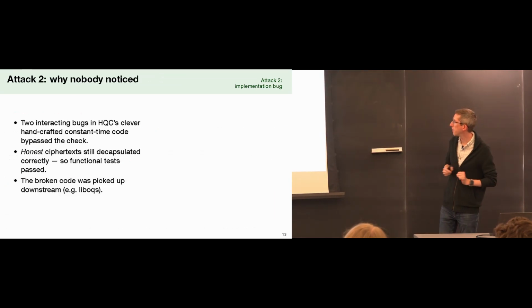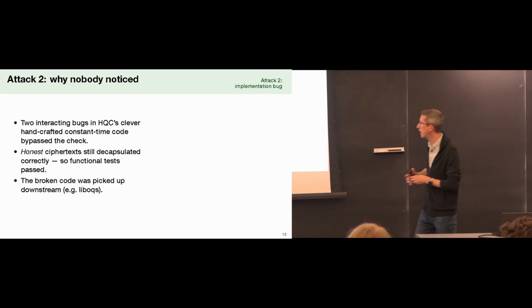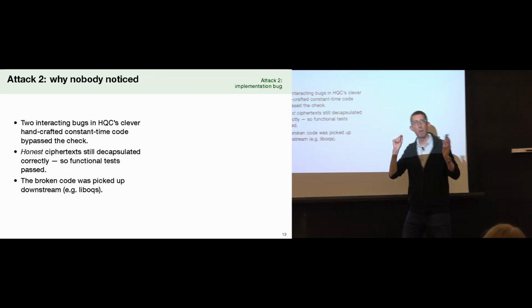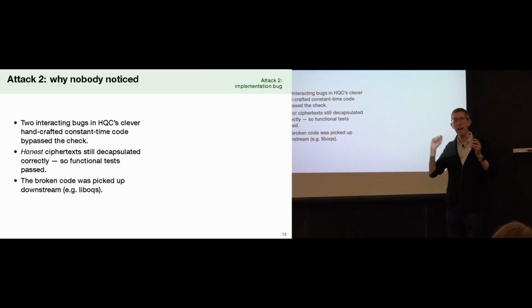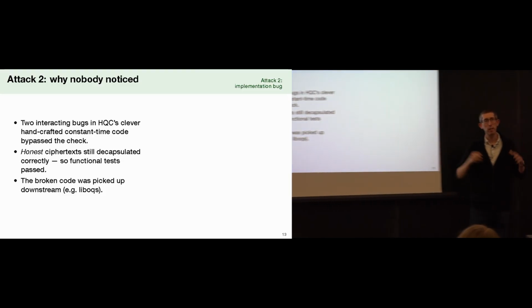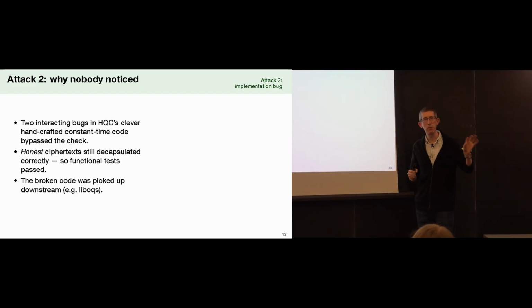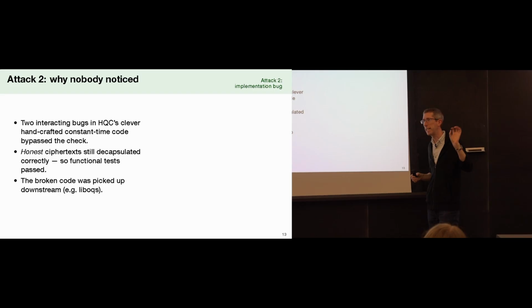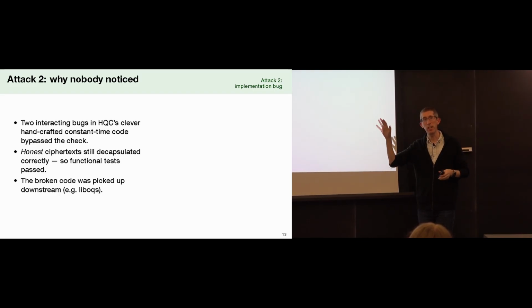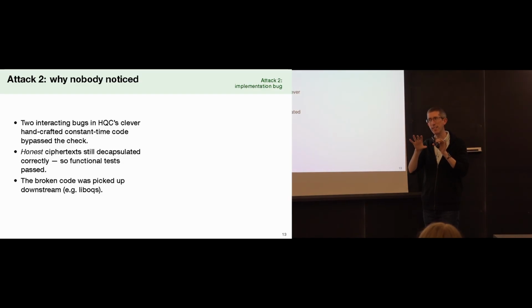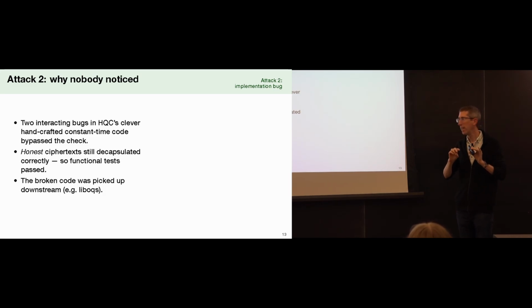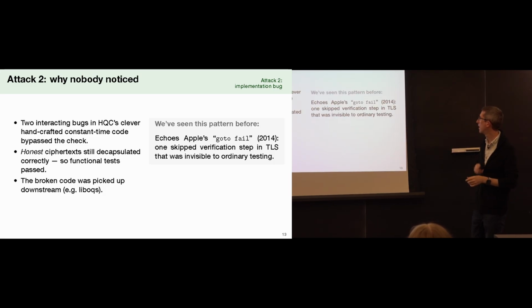I'll talk about the bug a little later, but basically there were 2 bugs in the software that interacted in a peculiar way that made it so the check got ignored. Someone was trying to be very clever in one part of the source code, and they failed in being correct there. But they also made a mistake somewhere else, and those 2 things canceled each other out, and both honest and bad ciphertexts successfully decapsulated.